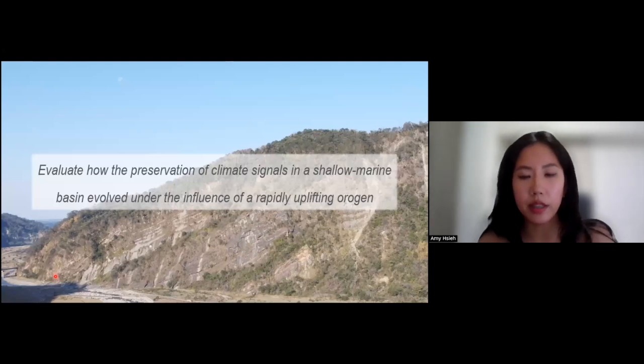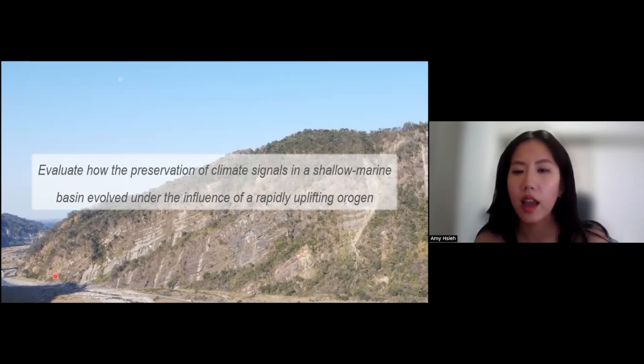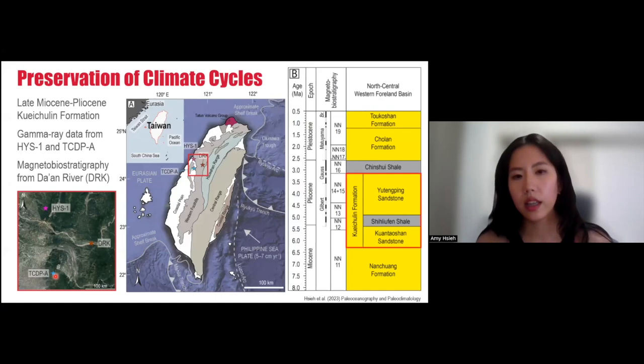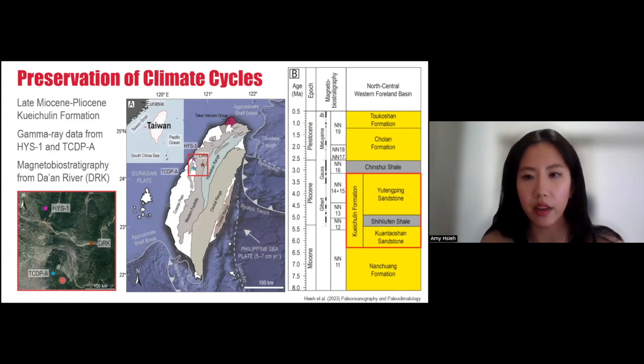So this leads me to the second part of my research, which is to test whether orbital cycles are preserved in the Western Foreland Basin and to evaluate how the preservation of potential climate signals changed with the evolution of a rapidly uplifting orogen. And to understand how the evolution of Taiwan influenced orbital cycles preserved in the rock record, we looked at gamma ray data from the Great Leaf Formation from 2 boreholes. We have HYS1 in pink and TCDPA in blue.